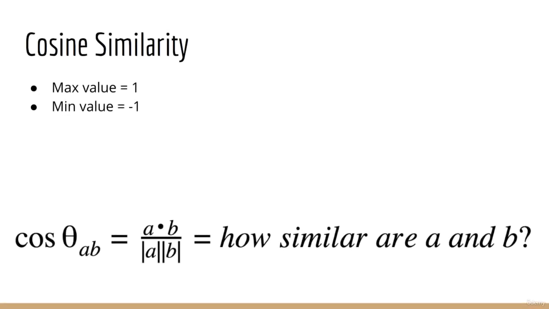So if you're just using raw cosine, then it's a similarity. The larger the number, the closer the two vectors are. The smaller the number, the further away they are. The maximum value when A and B are parallel is 1. The minimum value when A and B are anti-parallel is minus 1. And if A and B are orthogonal, then the cosine similarity is just 0.